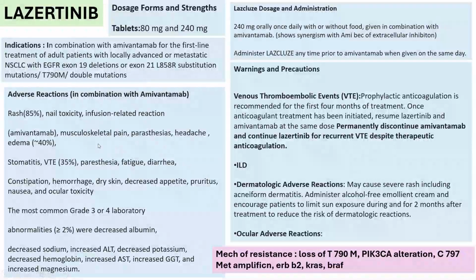So what is the mechanism of resistance of lazertinib? As I told, it acts on T790M mutation also. So if there is a loss of T790M mutation, then the patient becomes resistant to lazertinib. Also, a PIK3 downstream alteration is a mechanism of resistance. And then C797 mutations; there are trials going on for C797 also. Then MET amplification is a major mechanism of resistance for all TKIs, especially osimertinib and lazertinib. Then ERBB2, KRAS, and BRAF. All these are mechanisms of resistance for these drugs.